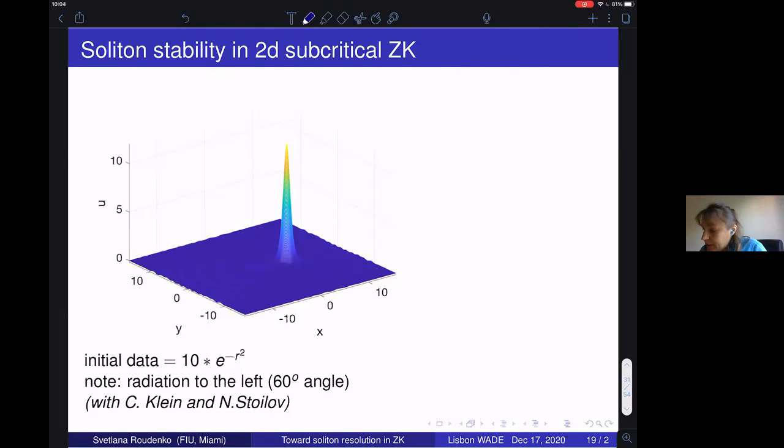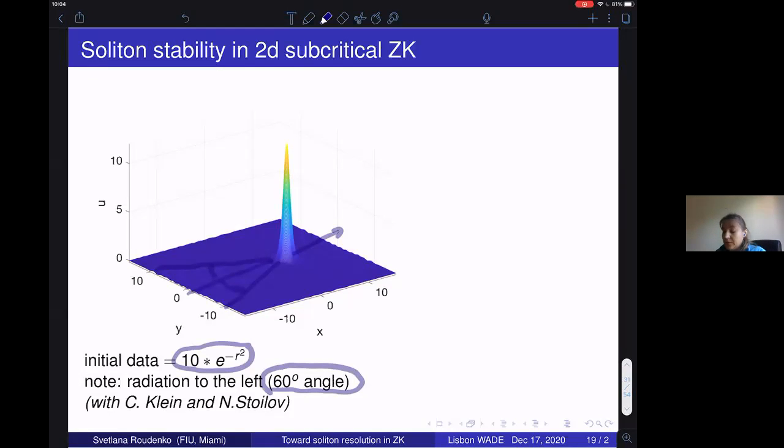So, soliton stability. Let me see what I wanted to show here. I guess what I wanted to show is that if we start with initial data, for example, which is not necessarily a soliton, we can see that it travels, and we start seeing that radiation. And so this is the first mention of this angle, 60 degrees. I will be talking about this angle a little bit more, but we can see that it's basically 30 and 30.